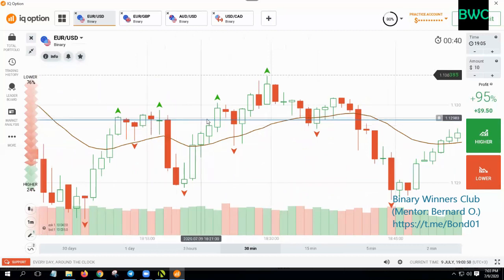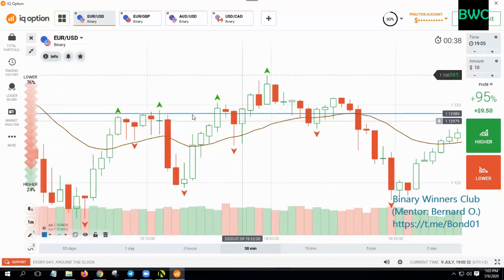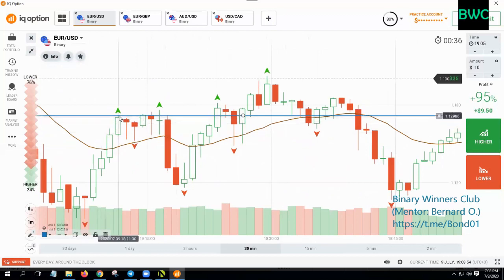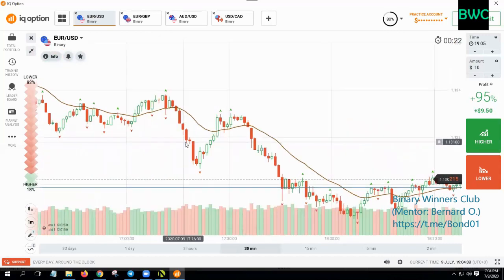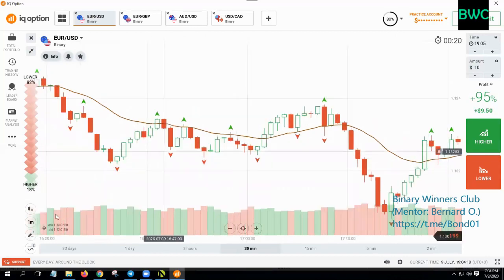Sometimes a level, you see that? Touch, reverse, touch, reverse, touch, reverse. But you wait for it to go and touch the zone again. Are you feeling comfortable about it? We carry on. I'll pick another pair. Look at this again.